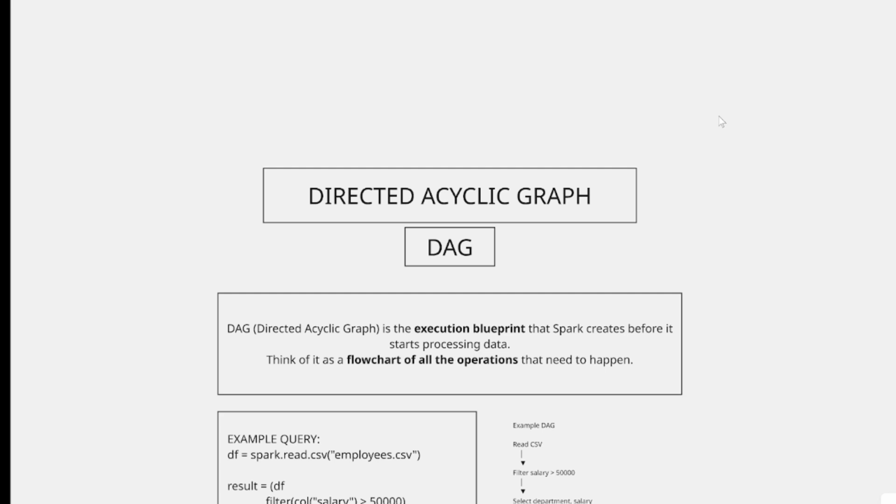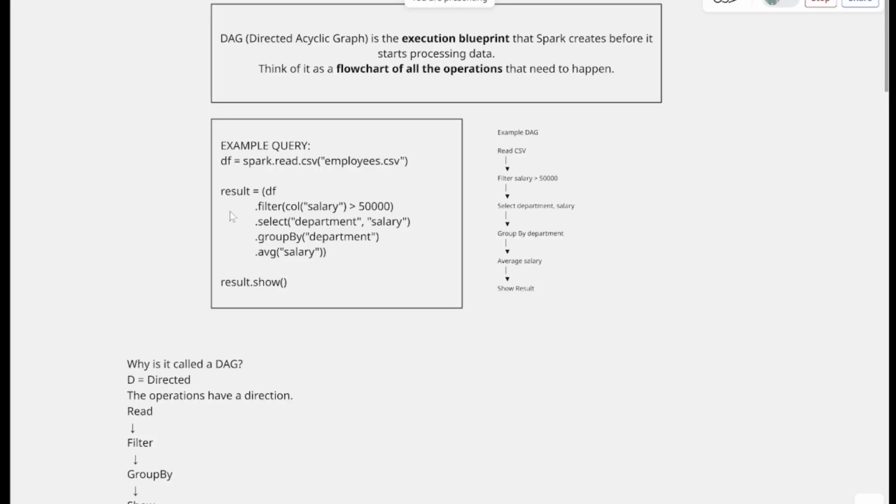Hello. Let's understand what is DAG. DAG is commonly used in Spark to create an execution blueprint that Spark refers to for processing the data. Think of it as a flowchart of all operations that need to happen. Imagine we have a simple query written in Spark.